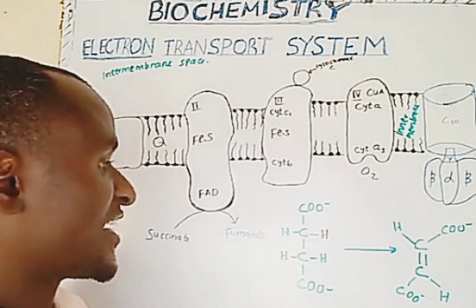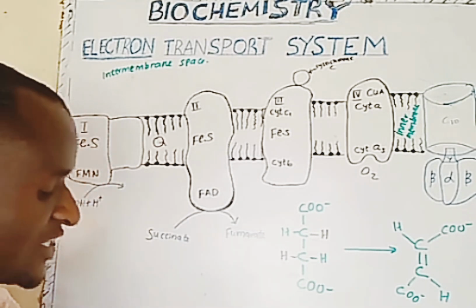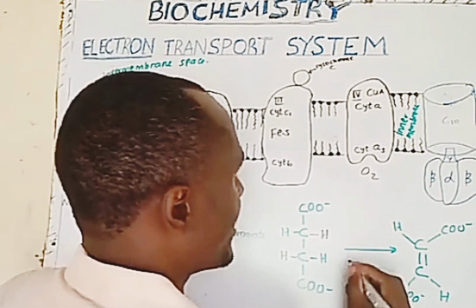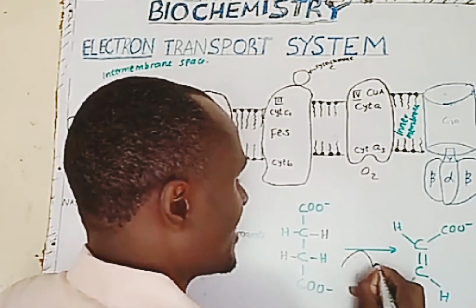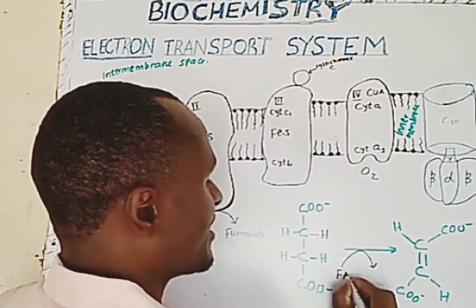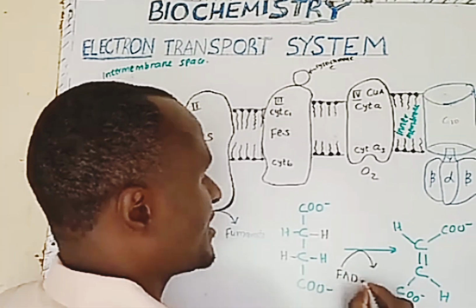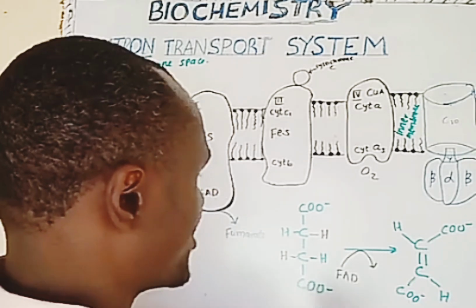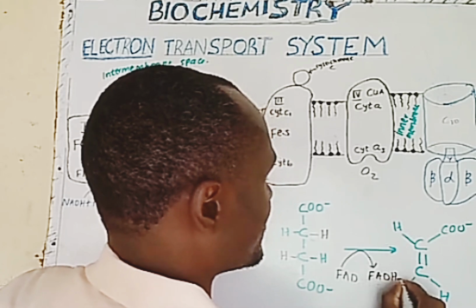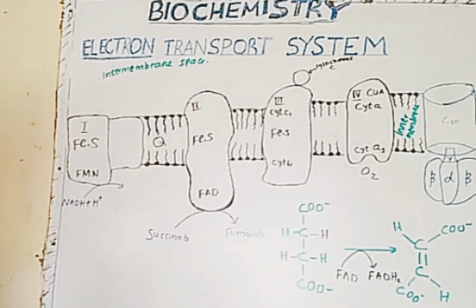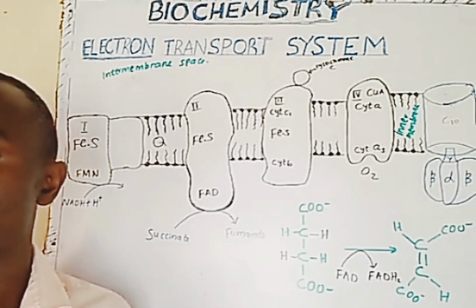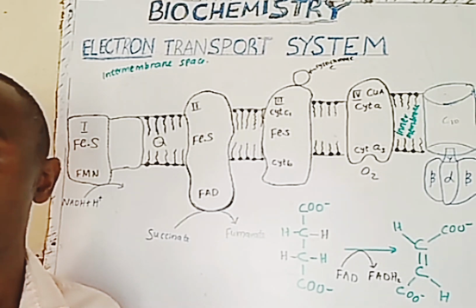Succinate dehydrogenase carries out dehydrogenation of succinate with the help of FAD as a coenzyme. So FAD is reduced into FADH2. That is essentially what occurs in the TCA cycle with the help of succinate dehydrogenase.